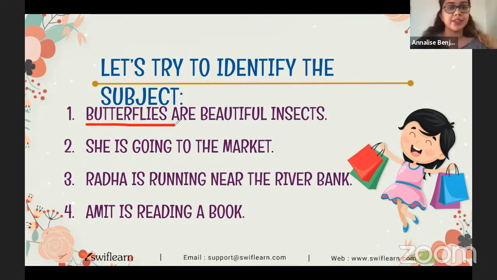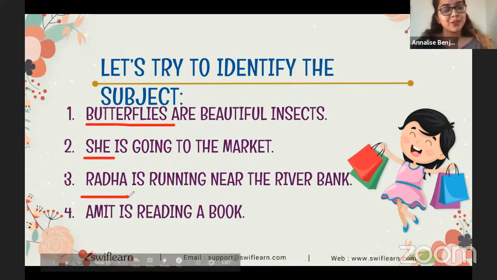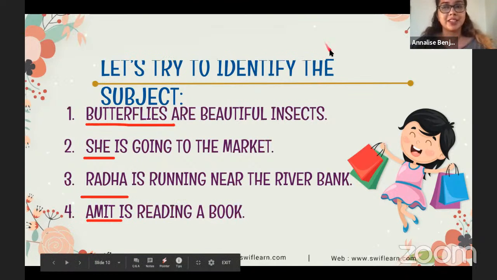In the second sentence, she is going to the market. Very simple. Ask yourself the question, who is going to the market? And we get our subject. She, the pronoun she, is the subject in this sentence. Radha is running near the river bank. Who is performing the action? Radha. So Radha becomes our subject. Amit is reading a book. Who is performing the action? Amit. So Amit becomes our subject.